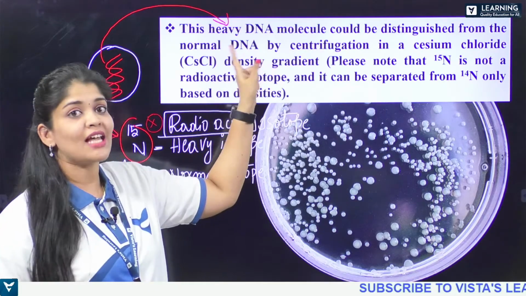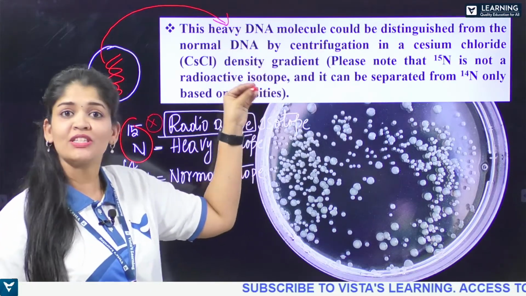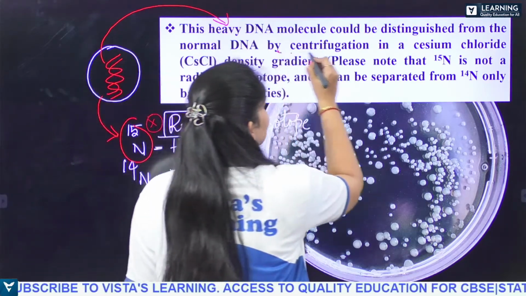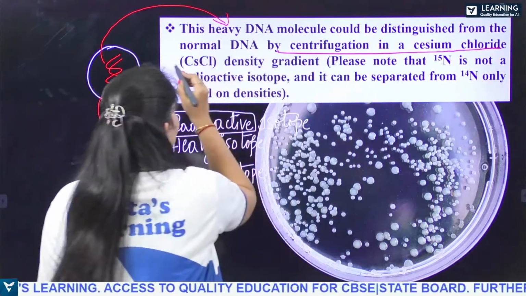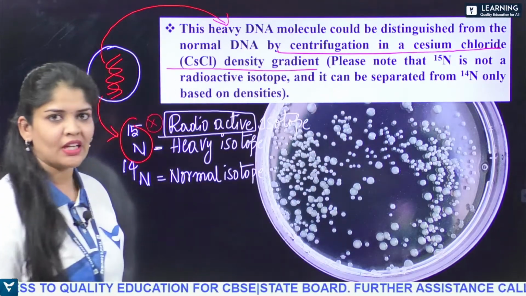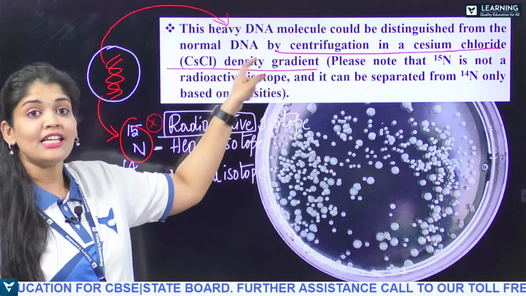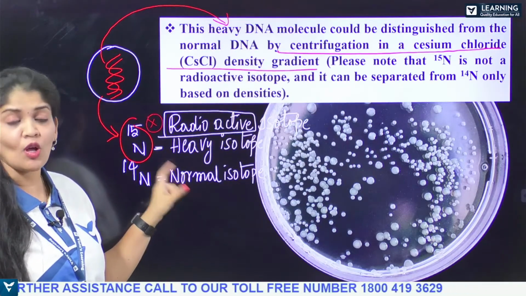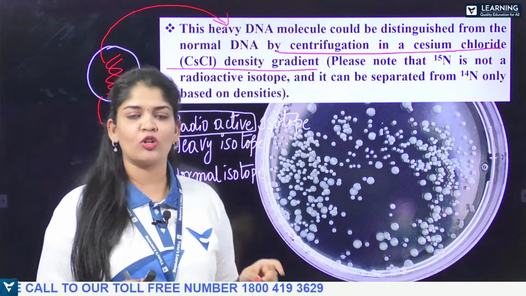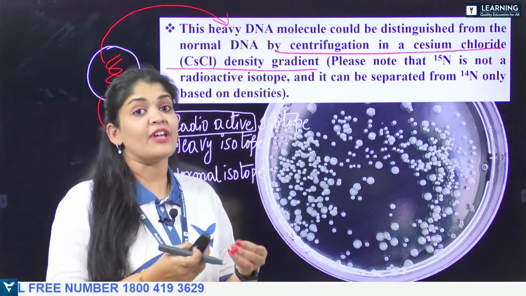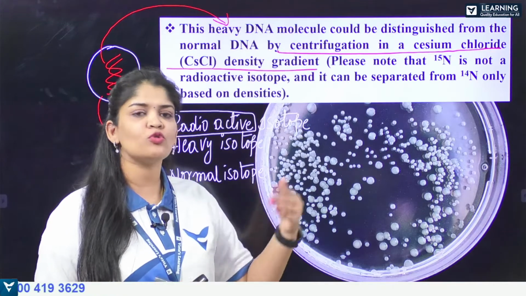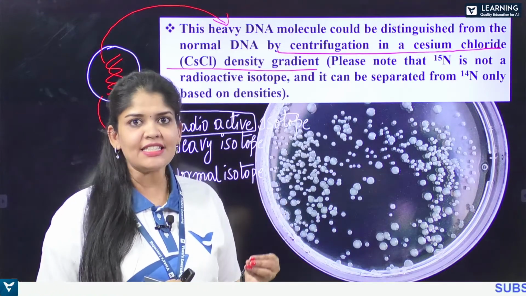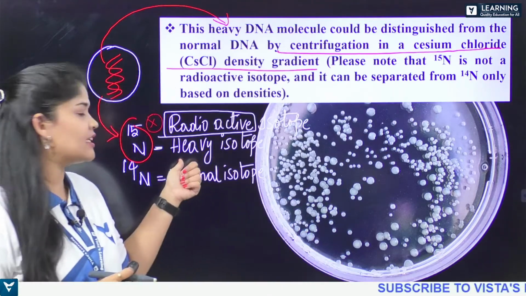And that separation, that distinguishing, is made possible by using a technique called centrifugation. DNA by centrifugation in a cesium chloride density gradient. And we are using this technique here because the isotopes are heavy isotopes. What we have used are heavy isotopes, but not radioactive isotopes. If we had used radioactive isotopes, then we would have to go for radioactivity techniques. But here, we are separating based upon density, which is why we have taken the heavy isotope.